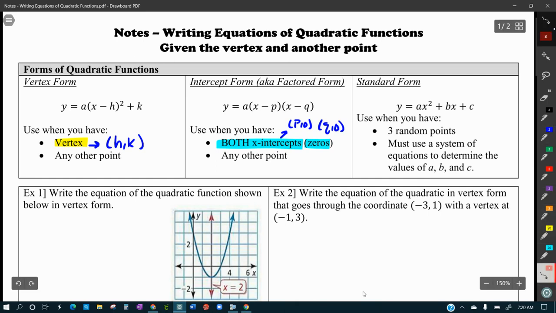This any other point could be the vertex. It doesn't have to be. You can have any other coordinate. And standard form is basically useful when there's 3 random points, and I actually have to use a system of equations to determine the values of a, b, and c. So standard form is not the most useful form of a quadratic function.